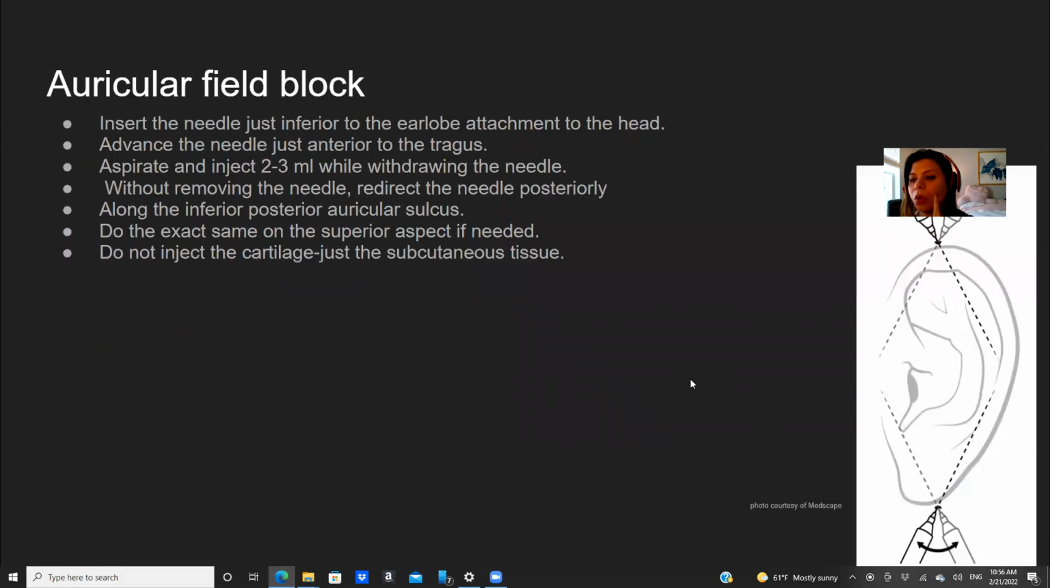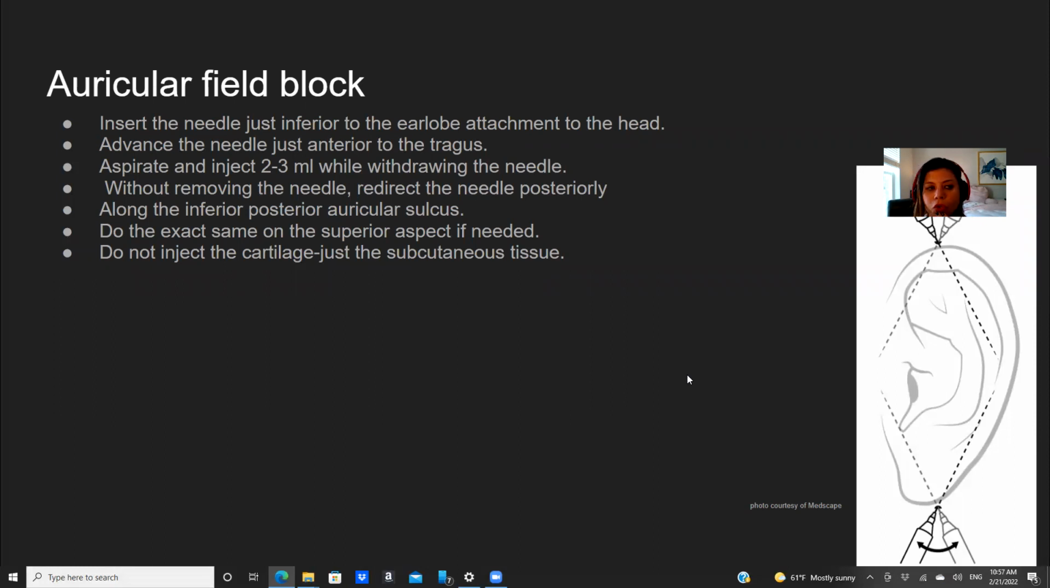Okay, so we did the facial blocks. Now we're going to do the ear anesthesia, or the ear block. And the most common reason why you would want to do an auricular field block in the urgent care is if you have back of the earring stuck in the ear, or if there is an ear laceration.